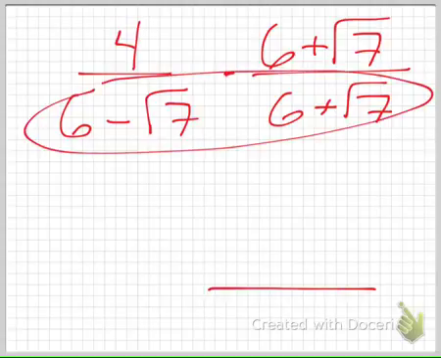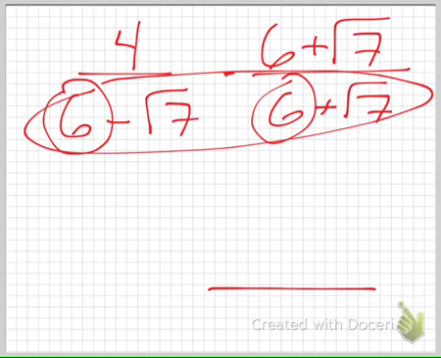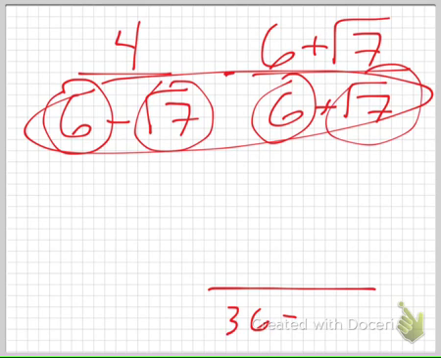The denominators are going to end up being the first number squared. What is 6 squared? 36. Minus, why do we know it's a minus? I don't even need to look at this. Why do we know? Because we chose the conjugate. We chose it. Right? Square root of 7 times square root of 7.